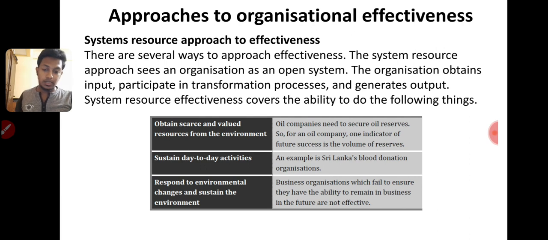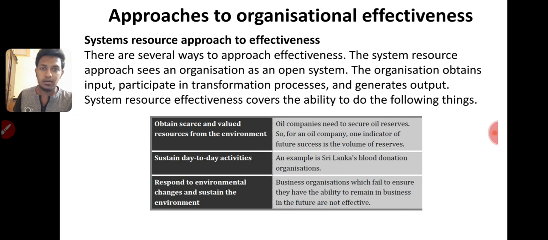I think there are three approaches to organizational effectiveness. Efficiency is very easy. Efficiency means producing more with less input. There are three approaches: one is the system resource approach. The system resource approach sees an organization as an open system. The organization obtains input, participates in a transformation process and generates output. System resource effectiveness covers the ability to obtain cost and value resources.